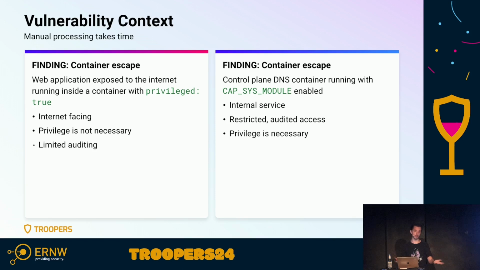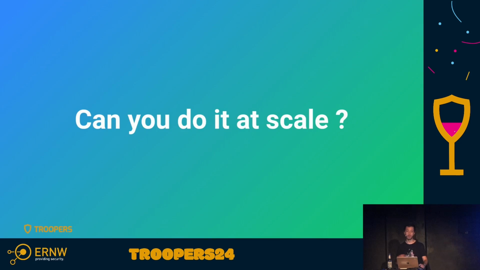Both are container escapes, so usually they are the same in terms of criticality because they allow you to escape. But one is public facing, while the other has restricted access and a lot of auditing in place. To get this context, you have to do some manual processing. If I ask you to do that on 1,000 container escapes, it's going to take a lot of time to process each one and try to figure out what it is.